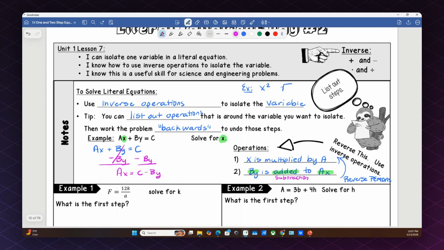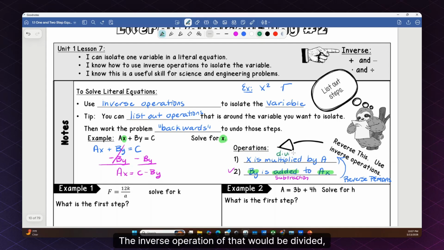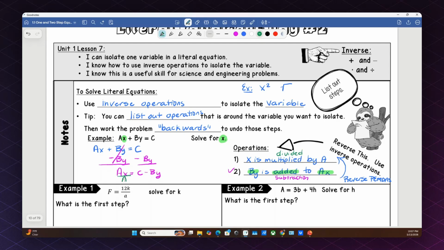All righty. Well, okay, so we have done this one. Let's go up to the next one. It says x is multiplied by a. So a is touching x. The inverse operation of that would be divide, right? So we can divide by a on both sides. And we get x equals c minus by, divided by a.